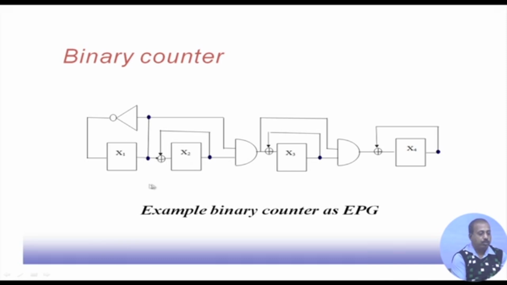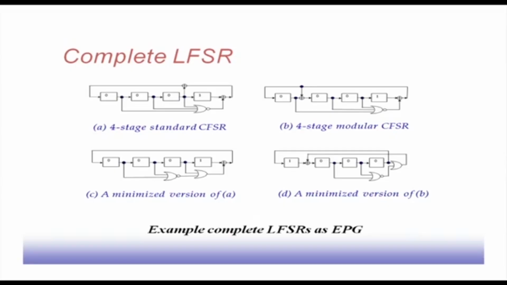So, this is one example where a binary counter can be used as an exhaustive pattern generator. It is not detailed here, but you can check: if you start with any pattern, say 0 0 0 0, and go on giving clock to these flip flops x1, x2, x3, x4, then in successive cycles it will generate new patterns, and it will repeat after generating all the 16 patterns, 0 to 15. It may not be in that sequence, but it will generate all those patterns, and only then will it come back to 0. So, that way can be done.